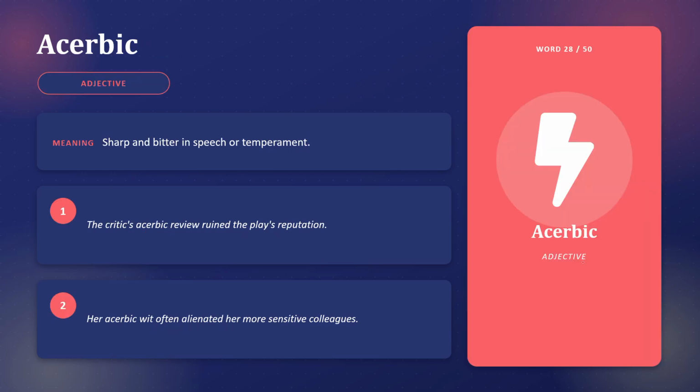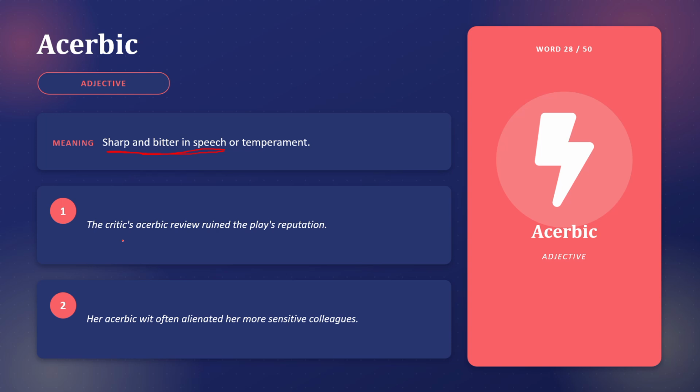Next word, acerbic. It is an adjective. It means sharp and bitter in speech, straight cut. One who is straight cut, sharp and bitter in speech or temperament.